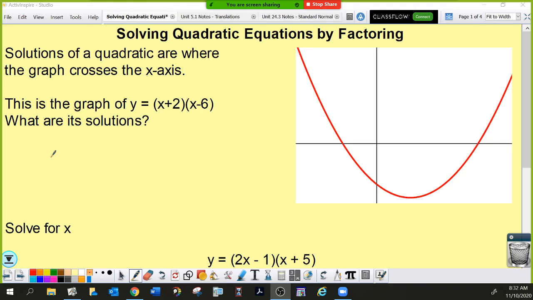Like I was saying before, we are now going to use the skills that we reviewed on Friday, which was how to factor quadratics, and we're going to use those today to solve quadratics by factoring. This is our second style of solving quadratics. The first one that we did was solving by square roots.